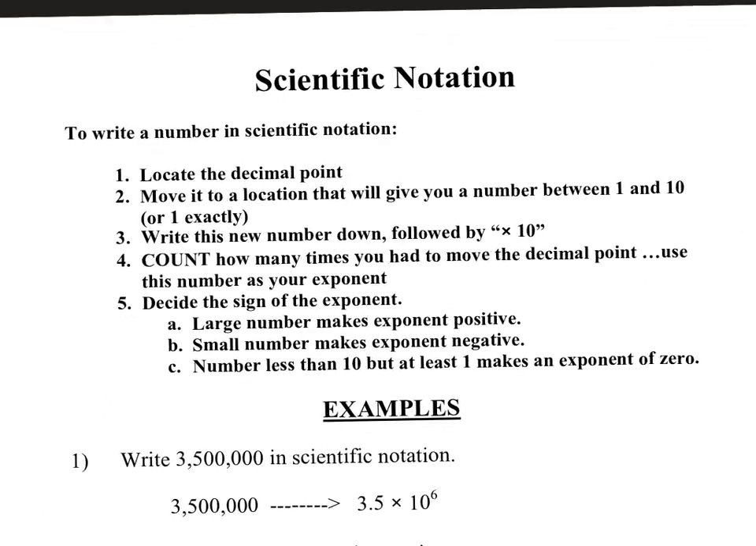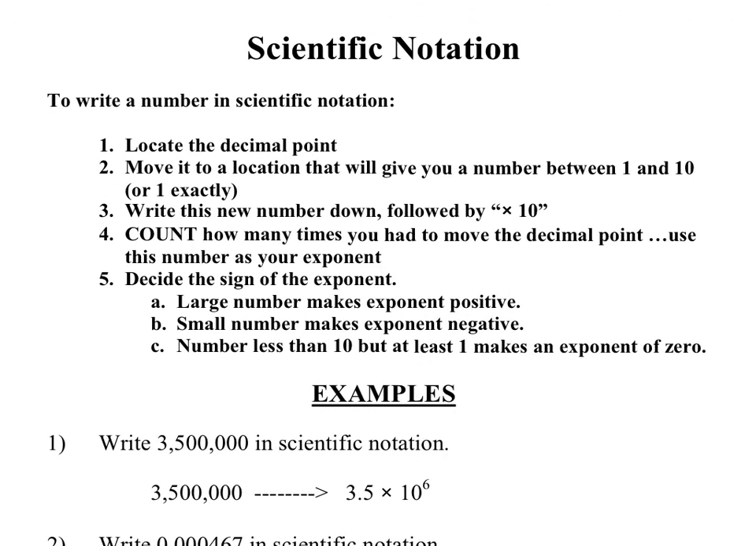So we have some simple steps in order to write a number in scientific notation. So given a standard number, we can put it into the scientific notation with these 5 little steps. First, you want to locate that decimal point. Then you want to move it to a location to get it between 1 and 10, or have one number in front of the decimal. And then you want to write down this new number followed by times 10. Count how many times you have to move the decimal point. Use this number as your exponent.